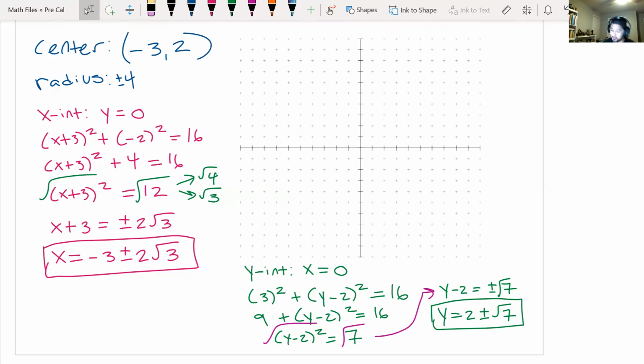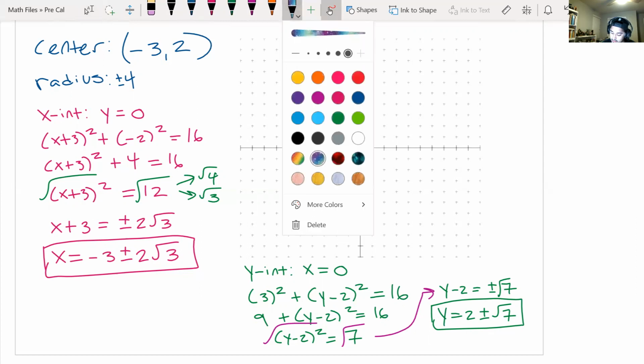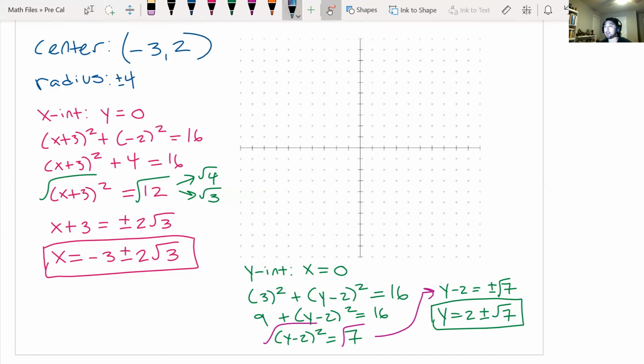So all we have to do is plot our center, negative 3 and 2, which is right there. And then from this point, we are going to go up 4 units. So 1, 2, 3, 4. We're going to go to the right 4 units. 1, 2, 3, 4. To the left 4 units. And down 4 units. And all we have to do is connect the dots.